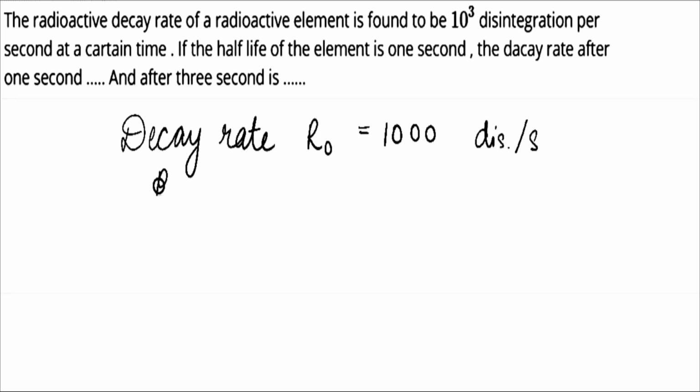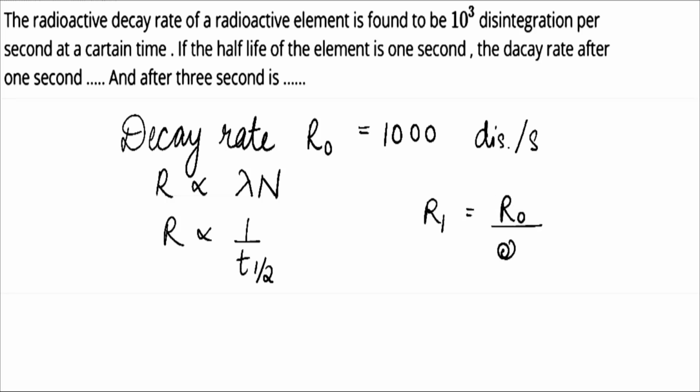Since the decay rate R is proportional to lambda into N, R is directly proportional to 1 over T half. So we can say that R at 1 second would be equal to R at 0 seconds by 2 power 1. After n seconds, it would be R naught by 2 power n. So after 1 second, it would be R naught by 2 power 1.